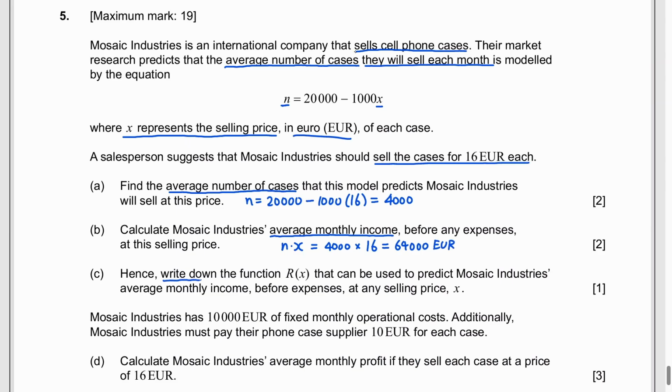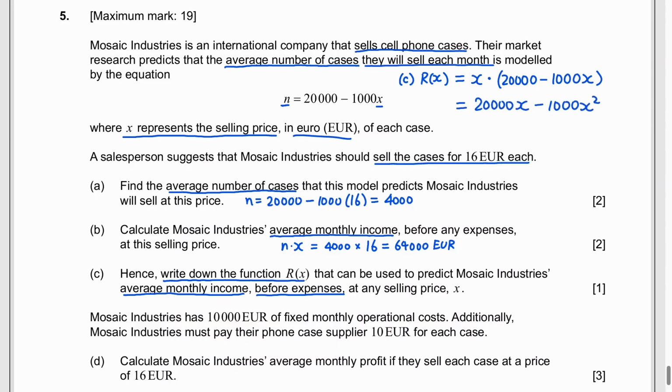Part C. We need to write a function R of x that represents the total income. By using the same concept as before, income is price times quantity. So R(x) equals x times (20,000 minus 1,000x). Simplifying, we get the expression.